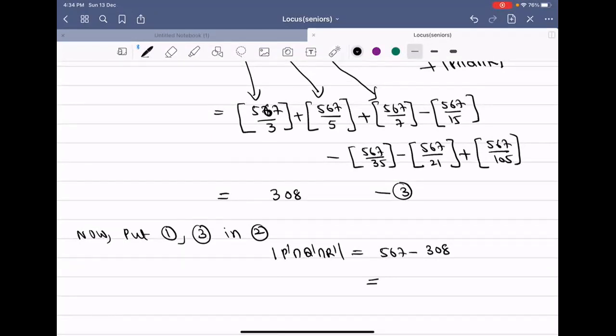Is this the principle of inclusion exclusion? Yes, sir.